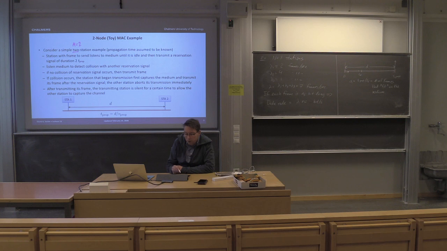Now the medium access works as follows. A station which has a frame to transmit, what does it do? Well, first of all, it listens to the medium. So if station 1 has a frame to transmit, it listens to the medium. If it's busy, it waits, but it listens until it's idle, and then it transmits a reservation signal of duration 2t-prop.